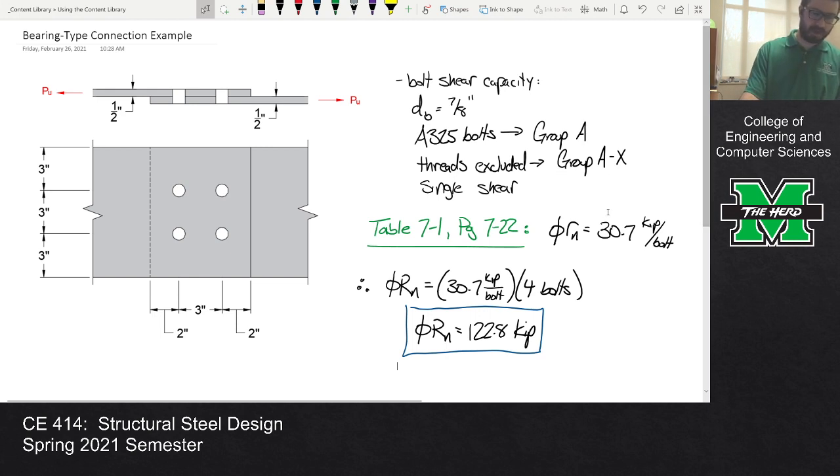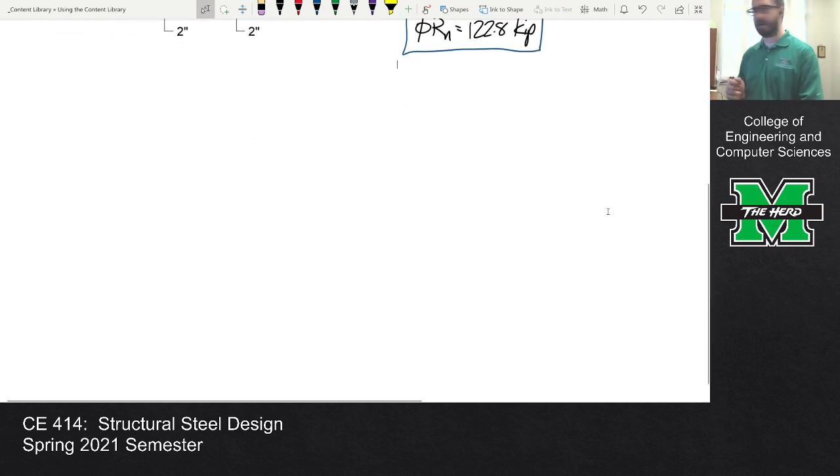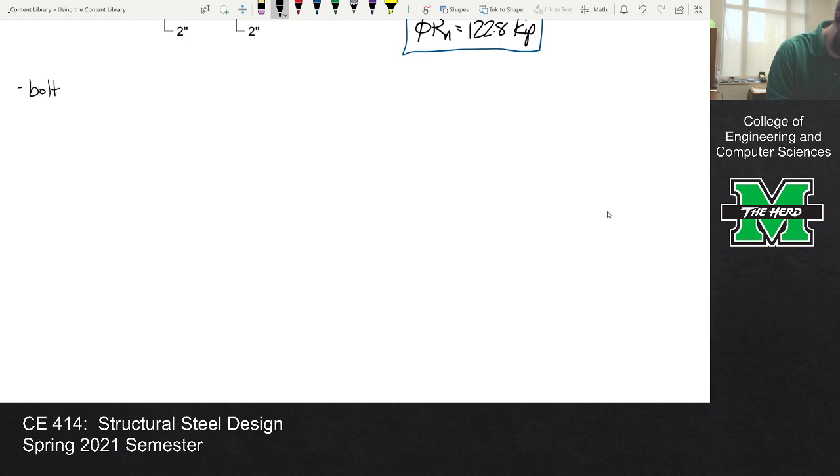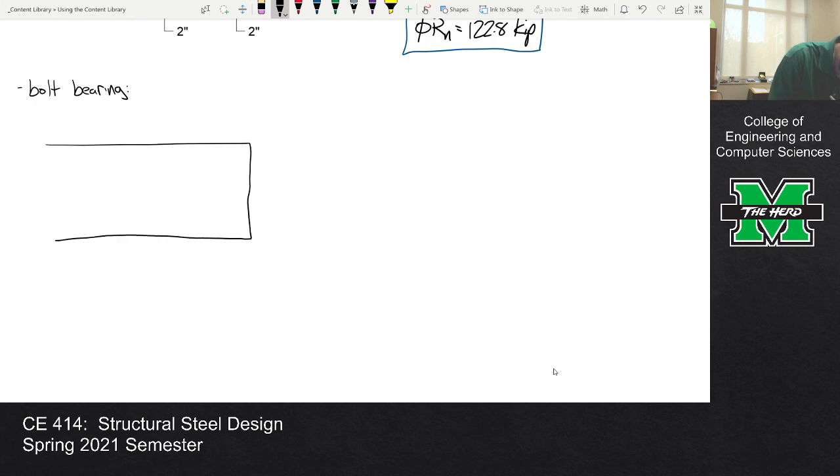Okay, all right. Now, let's look at bolt bearing. Okay, so this is the new one. All right, now I'm going to redraw the connection a bit because I'm going to make some points on some things. Okay, so here's the plate, and we're only looking at one plate at a time.